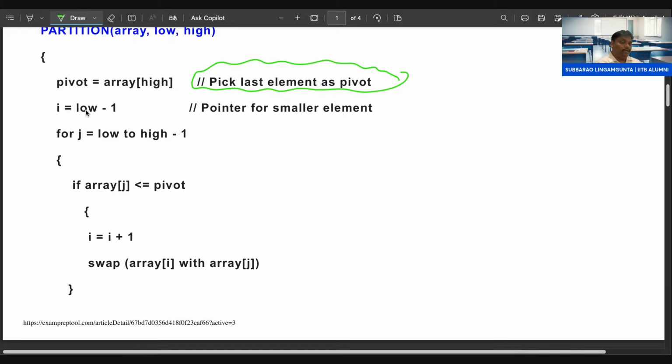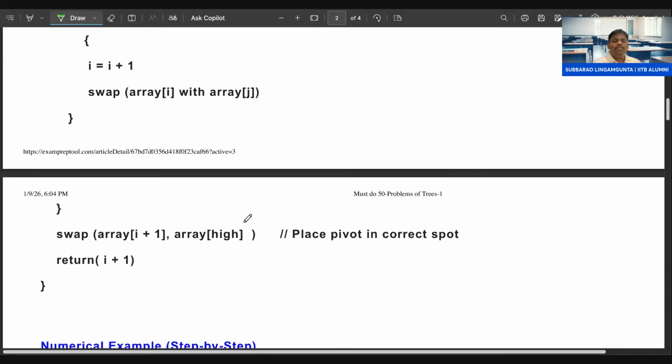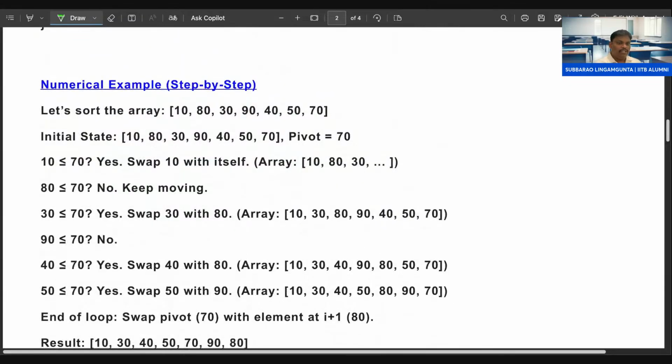Pointer for the smaller element: i is equal to low minus 1. So i will execute one time. You can check carefully here. There is one example also. Please be careful. If you know partition, you know the quicksort algorithm. The array is 10, 80, 30, 90, 40, 50, 70, with indices 0, 1, 2, 3, 4, 5, 6. This array contains totally 7 people, 0 to 6.